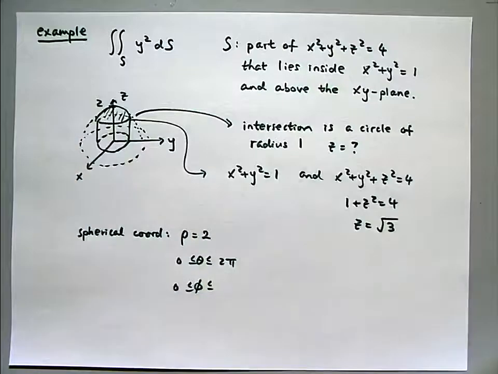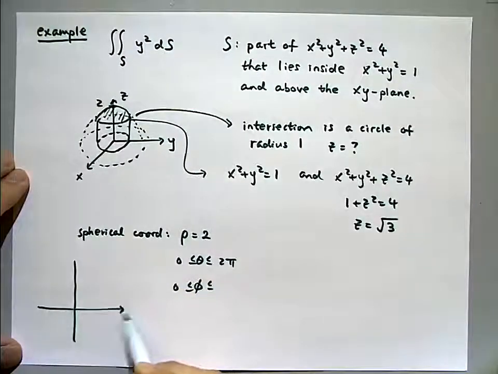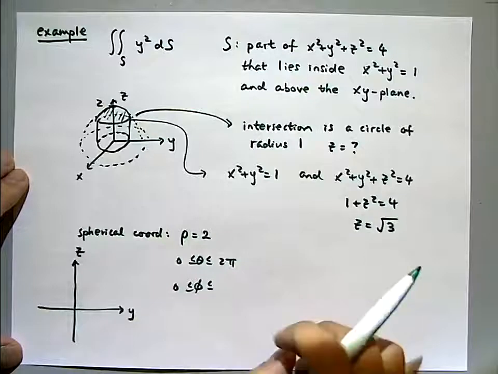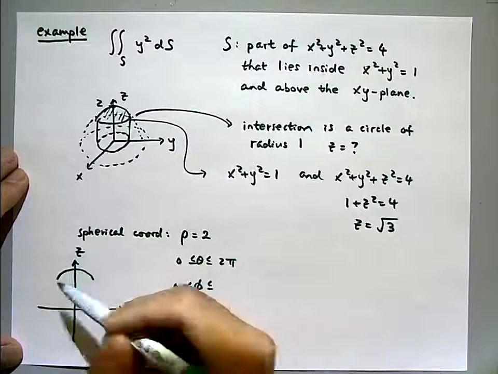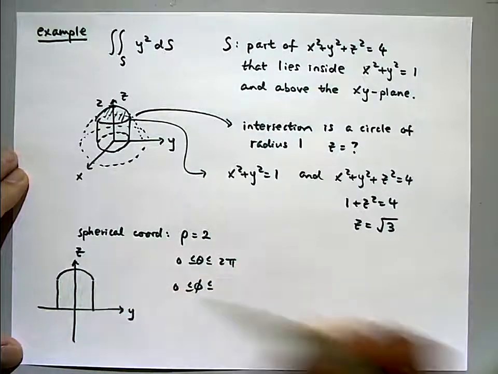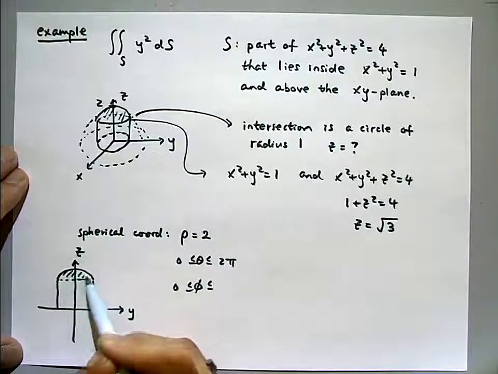Pi over 2 puts me on the xy plane. I don't want to go that far. I only want that cap right above the cylinder. How do we figure that out? Yeah, exactly. Let's take a look at the projection onto the YZ plane. We see a spherical cap up here, and we see a cylinder bounding that. We only want this part right here.